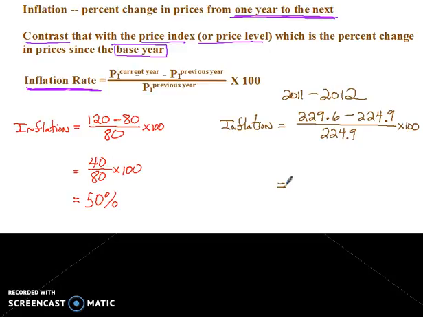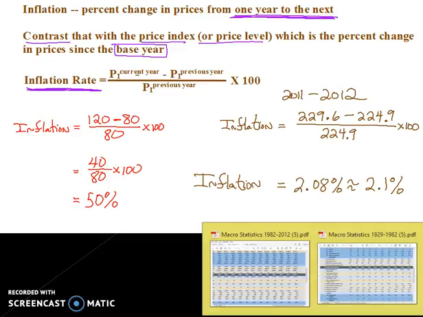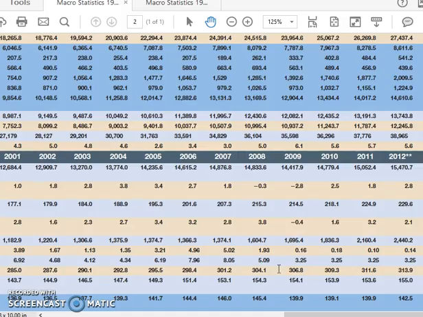And if you do all that, I get a rate of inflation from 2011 to 2012 of 2.08%, which they're going to round to about 2.1%. That would be the rate of inflation. Let's go check that out. Let's check out some rates of inflation. Let's see if we got that right. So let me go back to my chart here.